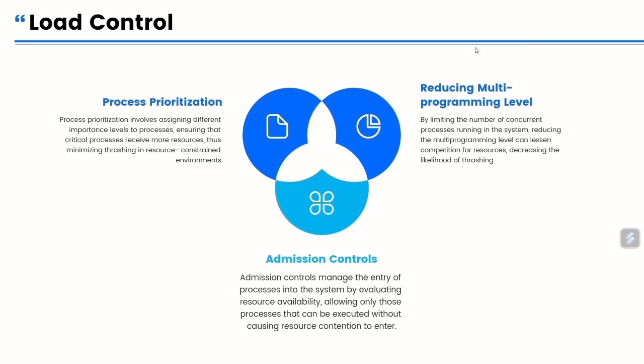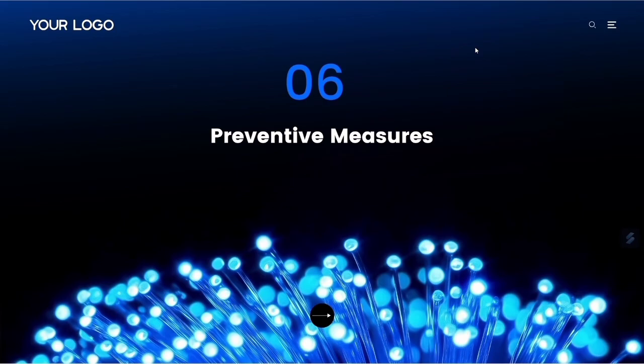Third, admission controls. Admission controls manage the entry of processes into the system by evaluating resource availability, allowing only those processes that can be executed without causing resource contention to enter. Preventive measures.